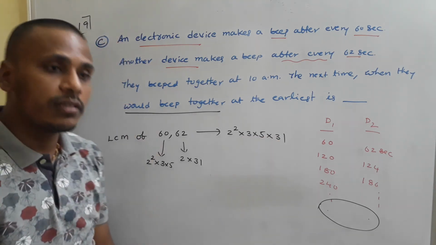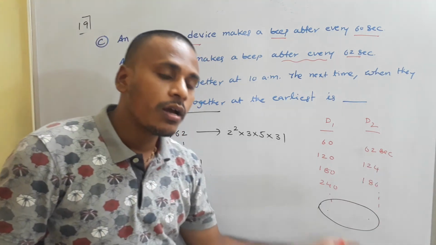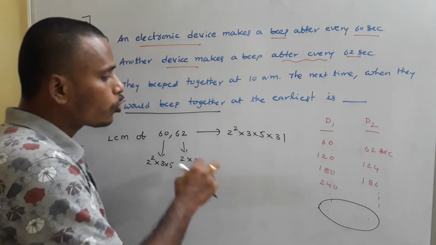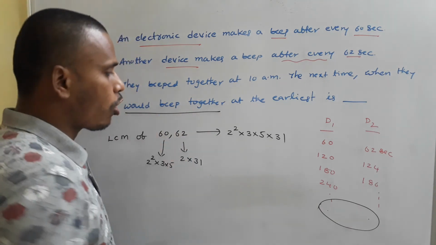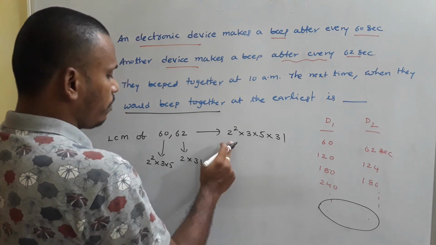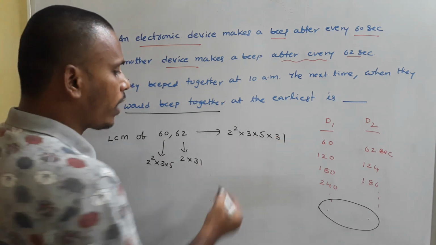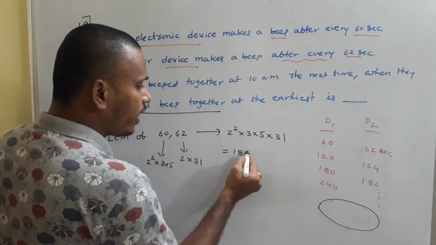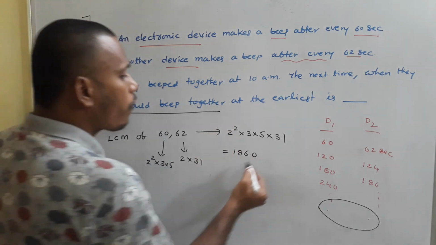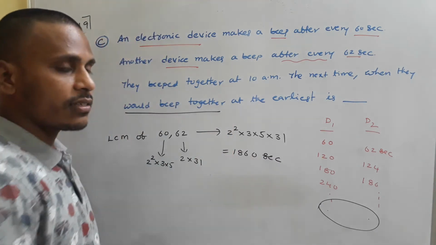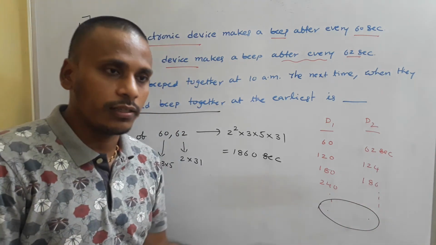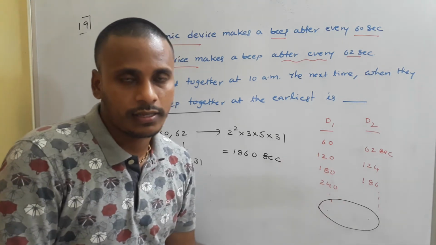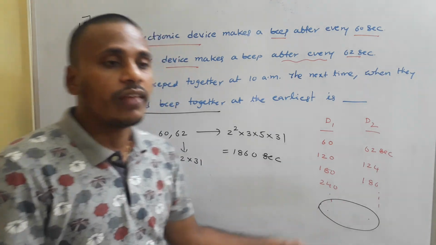Why are we thinking about LCM? Because multiples are involved and we need to think about them together. That means we need to think about the common multiple, so to list common multiples I am writing the least common multiple. This is 60, and 60 into 31 we need to calculate. 6 into 31 is 186, along with this 0. So after every 1860 seconds, both the devices will beep together; after 1860, 1860 into 2, 1860 into 3 seconds, they will beep together.